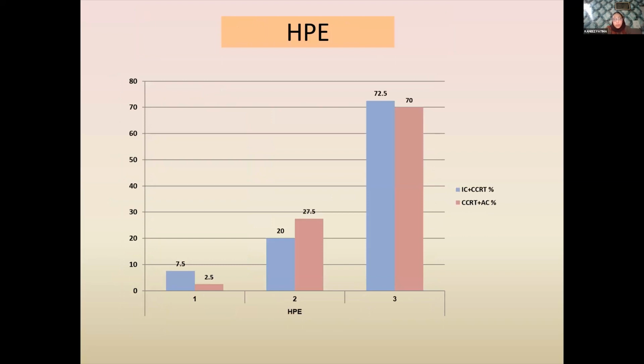Coming to the histopathology, in the induction chemotherapy group, 72.5% of the patients had WHO type 3 histology, and 20% had WHO type 2 histology, and only 7.5% had WHO type 1 histology. Similarly, in the adjuvant group, 70% of the patients had WHO type 3 histology, followed by 27.5% who had type 2, and only 2.5% had WHO type 1 histology.